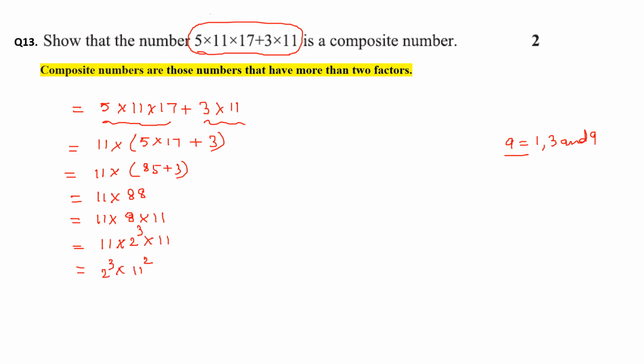And we know that 1 is a factor of all the numbers, isn't it? So the factors are 1, 2 and 11. So from here you can say that this is not a prime number. It is a composite number, isn't it? So we can say from here that it is a composite number as it has got more than 2 factors. So it is a composite number.